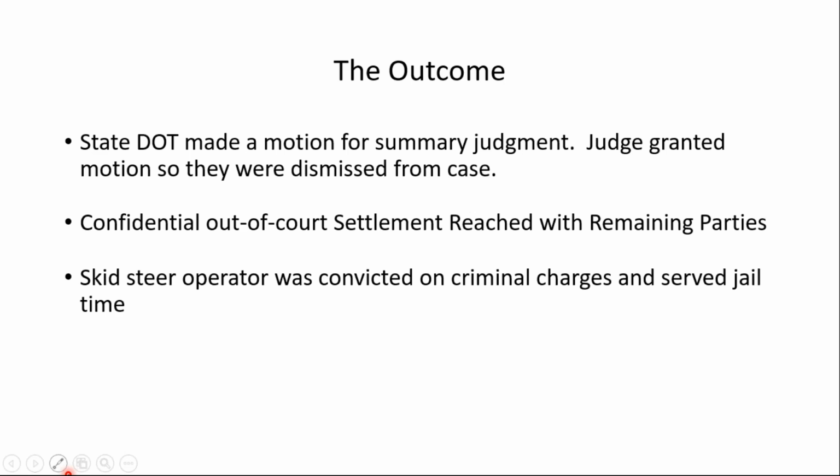And actually, a day or two before trial, the remaining parties reached an out-of-court settlement. It was confidential, so I was not privy to what that was. But I think probably the energy company, I would guess, paid the most in terms of that settlement.